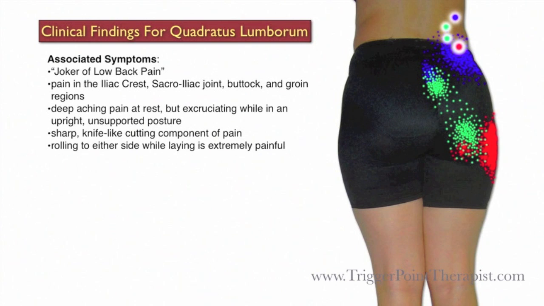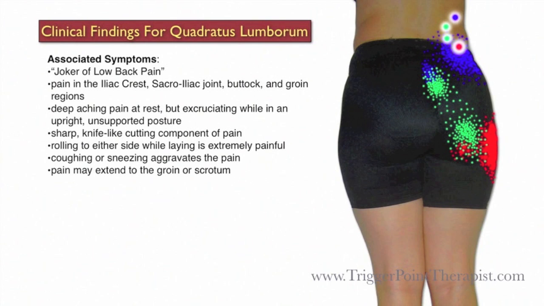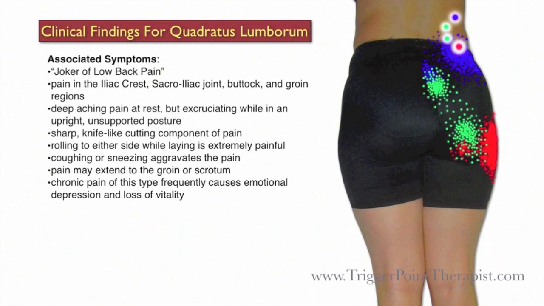Rolling to either side while laying is extremely painful, something the therapist should be aware of when the client is on the table. Coughing or sneezing aggravates their pain. Pain can extend into the groin and/or the scrotum. Chronic pain of this type frequently causes emotional depression and loss of vitality.